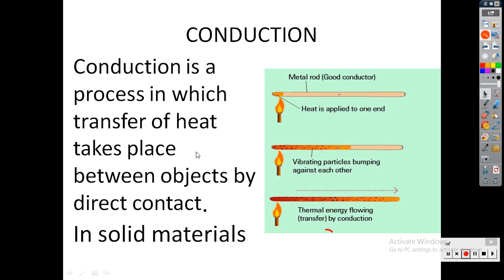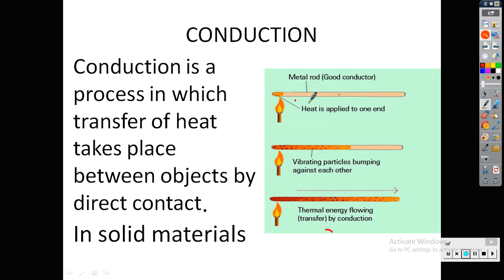So conduction. The process of transfer of heat from hot end to cold end through a metal or a solid object is called conduction. If the heat is transferring through a solid object, then we call it conduction. So you can see now, the heat reaches here, here, then here. So heat is reaching from hot end to cold end through a metal. So we can call it conduction.